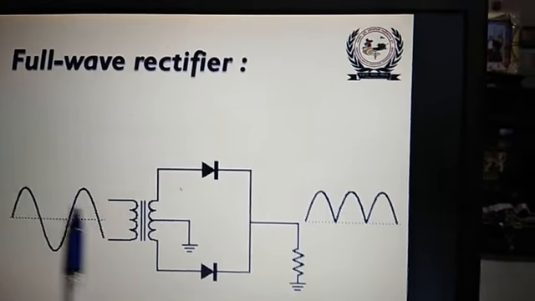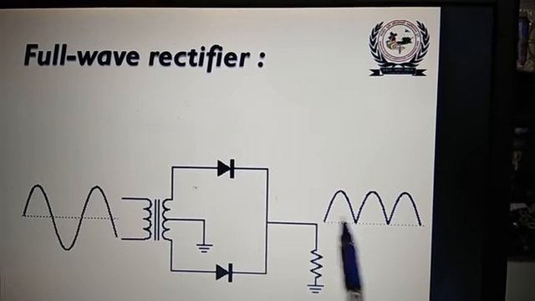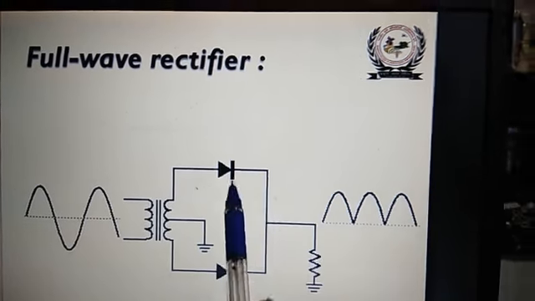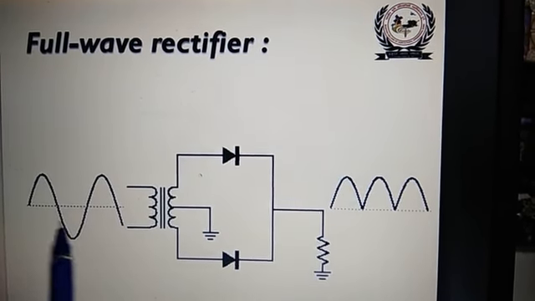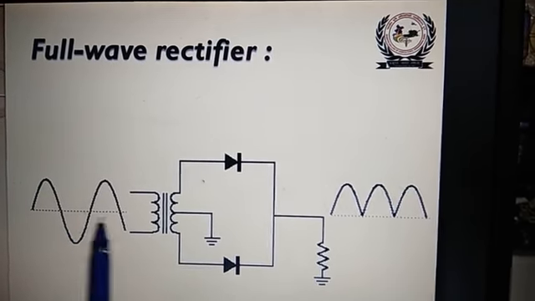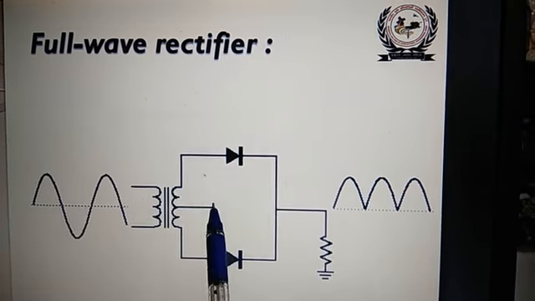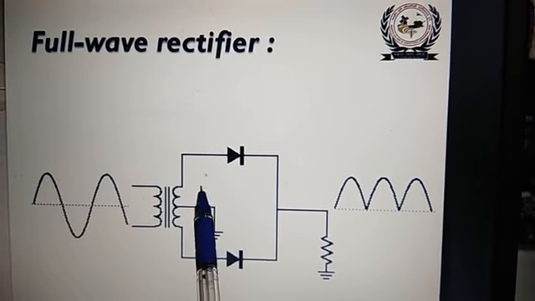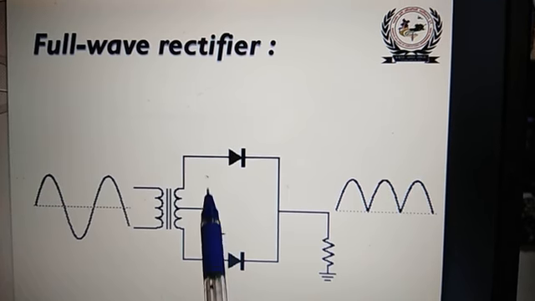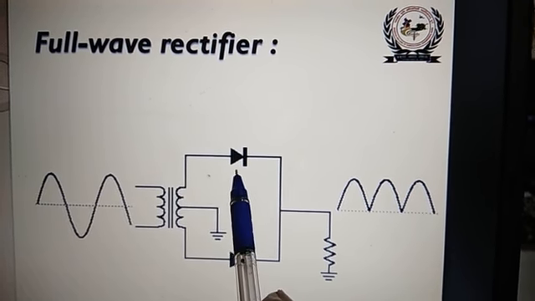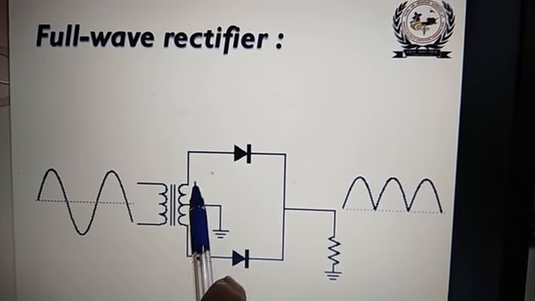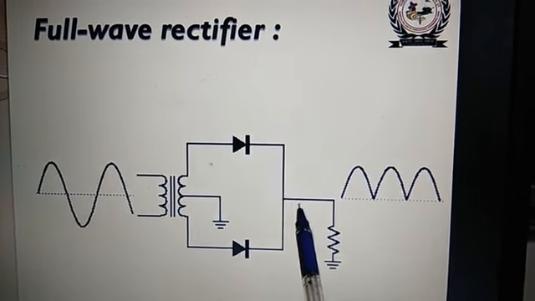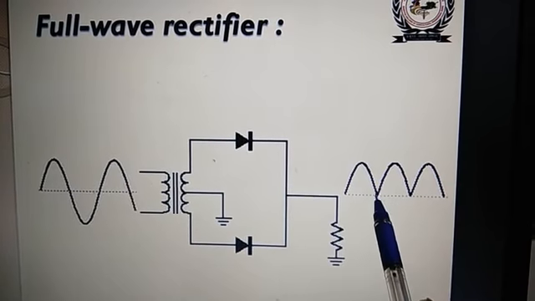In the positive half cycle you will get the positive output, and in the negative half cycle you will again get the positive output. Both diodes will conduct in forward bias. What will happen when you apply the full cycle? When you apply the positive half cycle to the transformer, you will get positive here and negative here. So when it is positive here, this diode will conduct and current will flow like this. This will be forward biased, and you will get the output here.